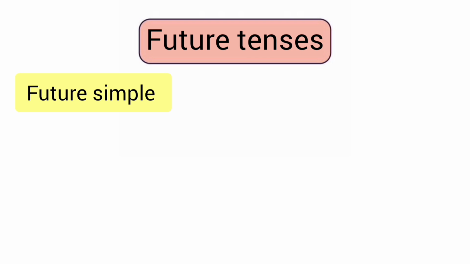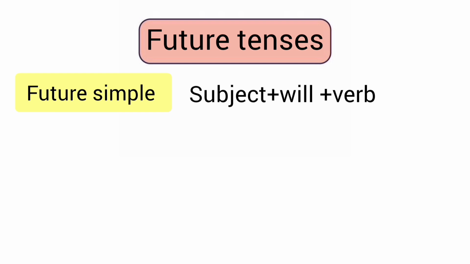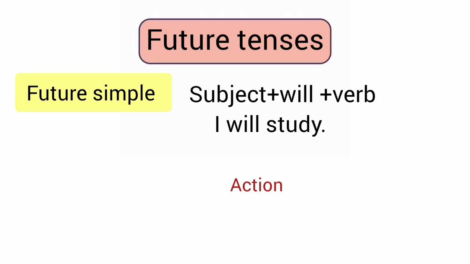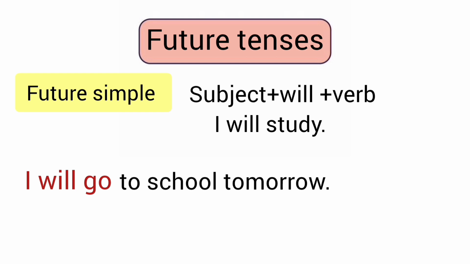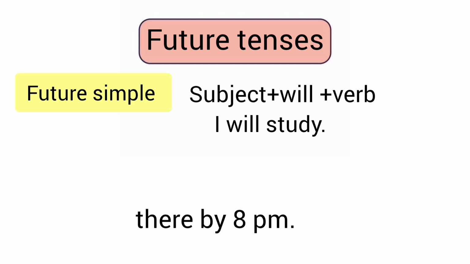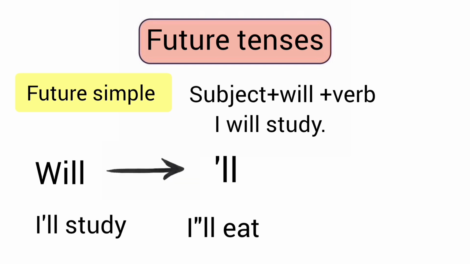Finally, future tenses. Future simple. The basic sentence structure is subject, will plus verb. For example, I will study. We use future simple for an action that we believe will happen in the future. For example, I will go to school tomorrow. She'll be there by 8 p.m. And most of the time, English speakers shorten the word will into 'I'll'. For example, I'll study, I'll eat.